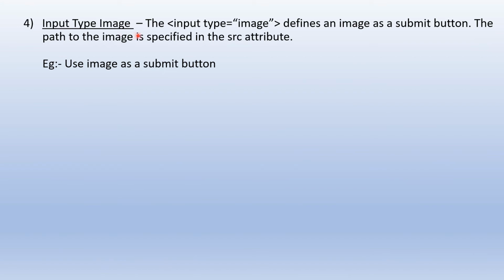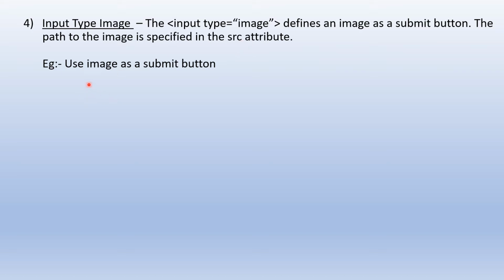Next type of form element is input type image. Input type image defines an image as a submit button. This says that if you want to use image as a submit button, then you have to write input type is equal to image. Then this image will work as a submit button. The path to the image is specified in the src attribute. Whichever image you are going to use, you want to copy that image location or path and paste it in the src attribute.